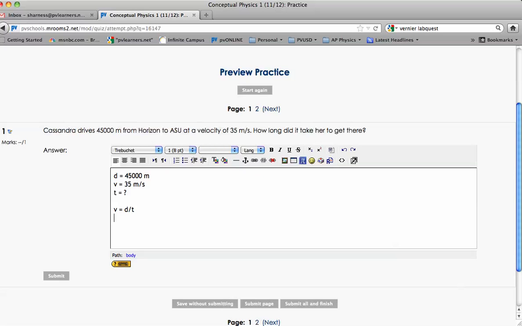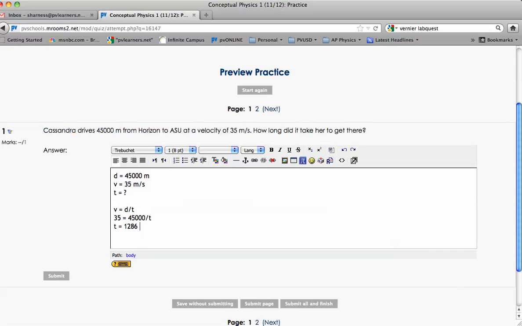And then last but not least, let's put in the numbers. The number for the velocity is 35. In this, I don't care if you don't put in the unit, because I don't want you to get confused by the letters from the units. So 35 equals the distance, which is 45,000, divided by t. Now to finish this off, we need to solve for time. I multiply both sides by t, divide both sides by 35, and that gives me 1,286.